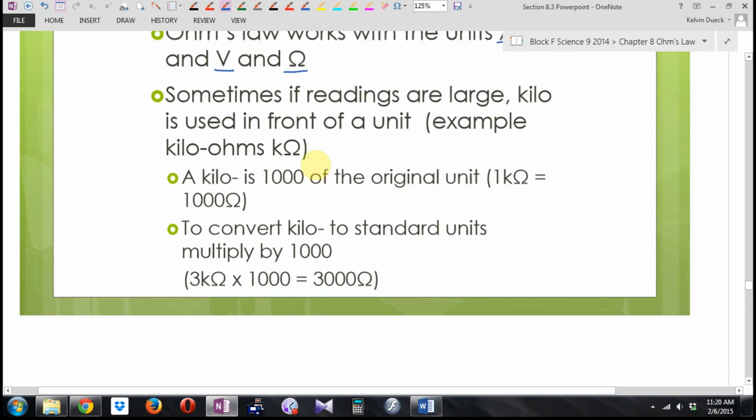So to convert kilo to standard units, sorry, do you guys fill in the blanks? It's multiply by 1,000, I think is what I had you write. And 3,000 ohms is 3 kilo ohms.